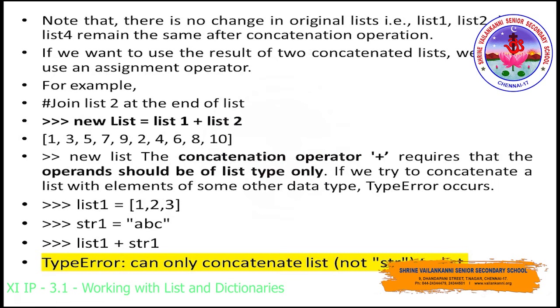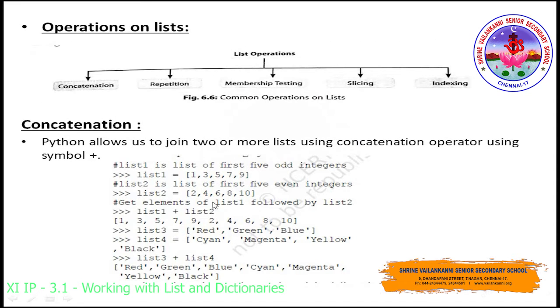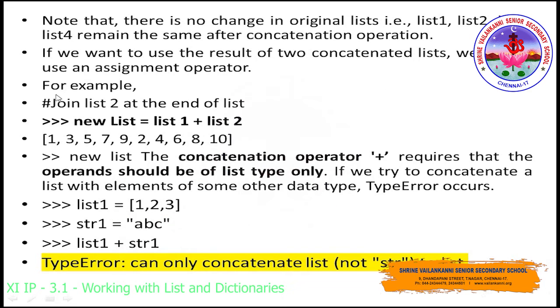Got it? And if you want to use the result of the two concatenated lists, we should use an assignment operator. In case we are just concatenating both the lists together, we cannot access this list for future reference. But if you want to use this concatenated list for further reference, you have to assign it to a new variable. Only then will these values be assigned to the particular variable. So let us see how to do that. If you see here, they have created a variable newlist, and for that variable they have assigned list1 plus list2.